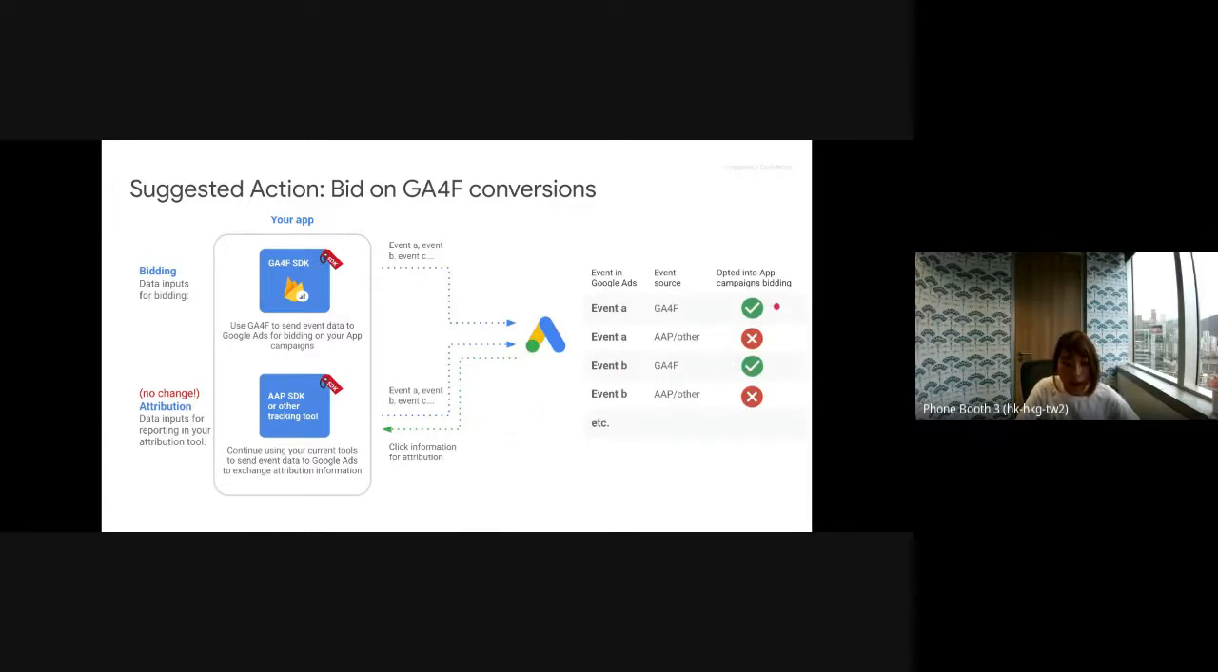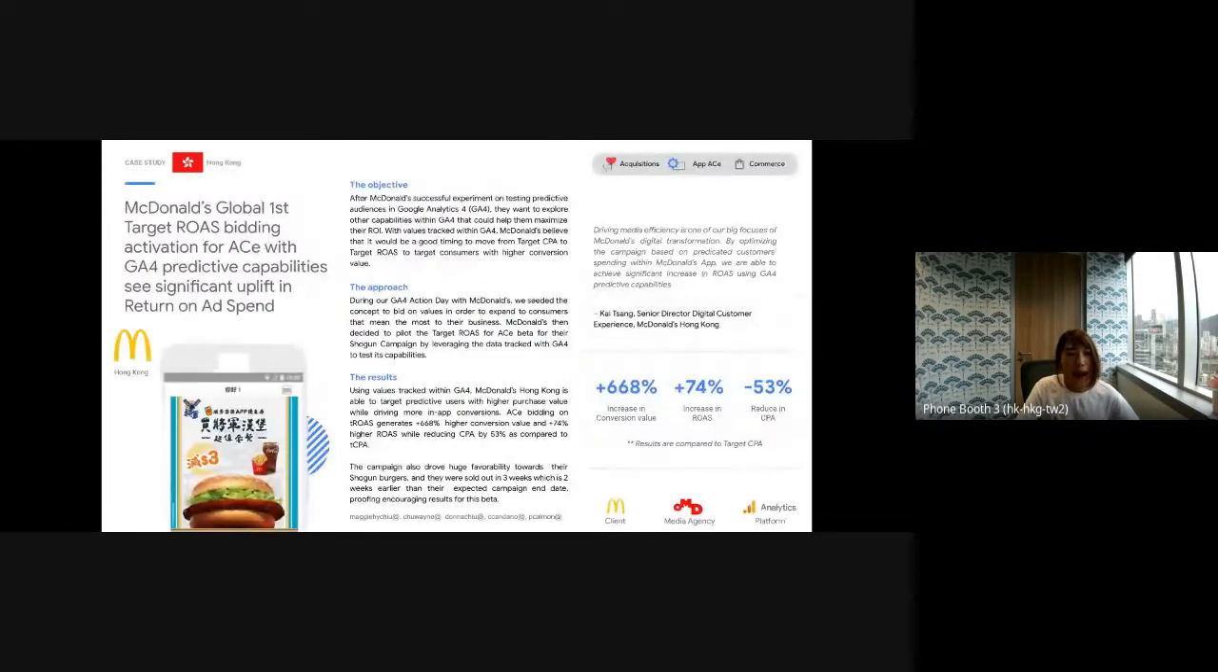And here we recommend that if you already use your app analytics platform for measurement, you can still keep it for consistent measurement logic. But for bidding, we recommend using GA for Firebase, for all of the reasons that we have been talking about, right? So we will have more signals and more machine learning capabilities to help your marketing performance. And here I have a case study to give you some inspiration on how this can help your marketing.